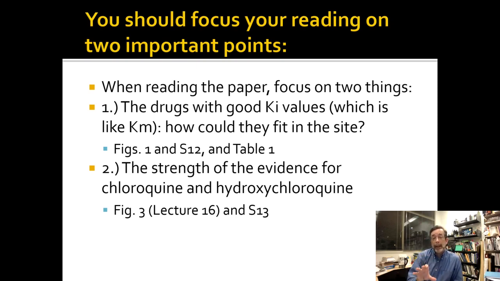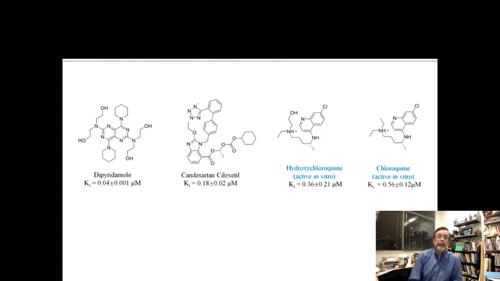So I want to tell you right now, this is what you should really be looking at. And understanding this, you look at the rest of the paper to understand the context. So for example, the paper shows these four structures, and each of these has a different Ki associated with it. Now these are computer predicted Ki, so you want to look at them and think about, where is this Ki coming from? Why is the computer saying that hydroxychloroquine and chloroquine have good interactions?